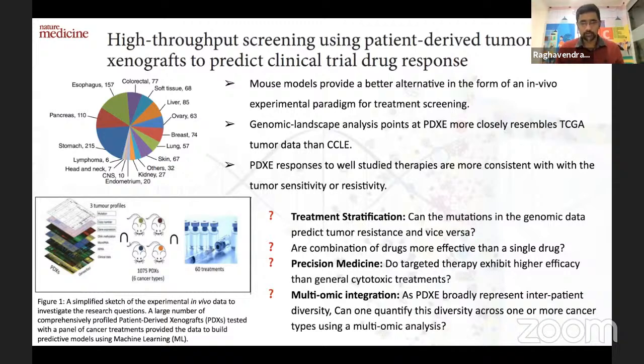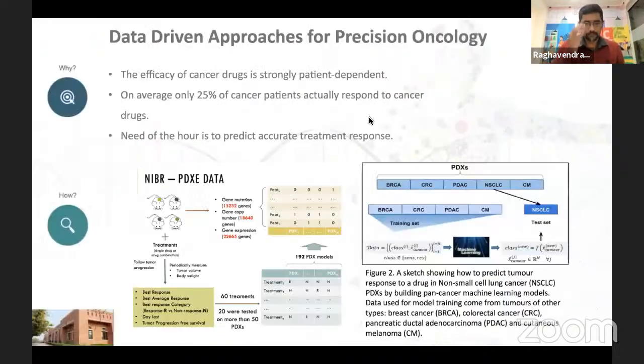And what I used this study to work on. So my aim was to use this PDX data to design and implement machine learning models to predict tumor responses to different treatment regimes. And why do we need to do that?